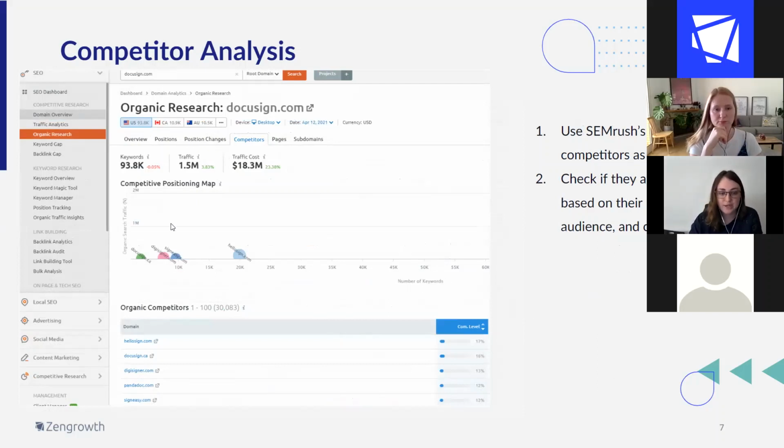In the case of DocuSign, we can see that these organic competitors here, SEMrush does, I think, largely have them correct. HelloSign, we see actually some cannibalization here with the Canadian version of DocuSign. PandaDoc and SignEasy definitely, I guess. DigiSigner, I haven't heard of them, but I would assume those are all basically both business model and SEO competitors. But if you have a specific niche, then it may be totally different.